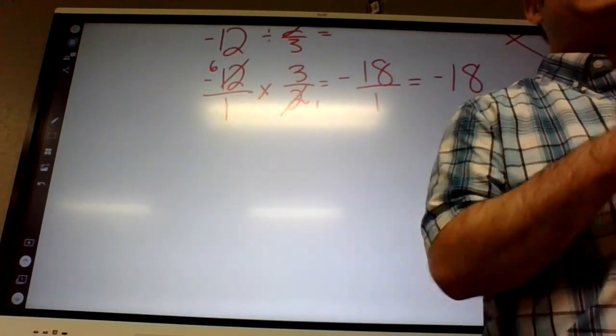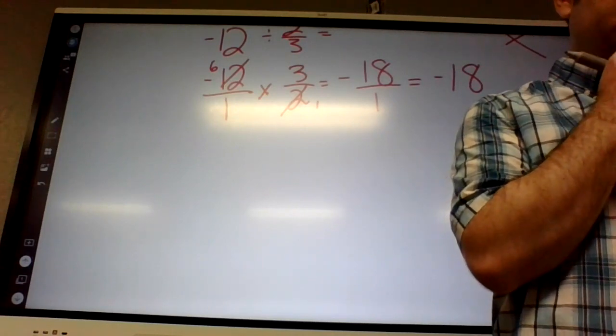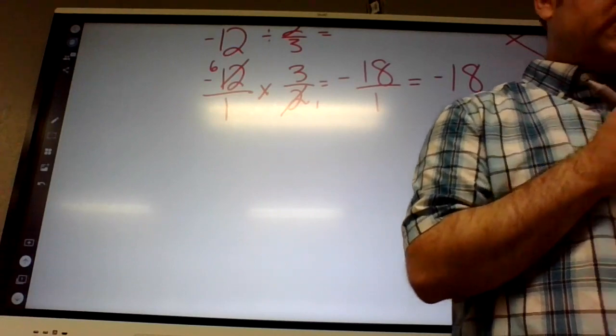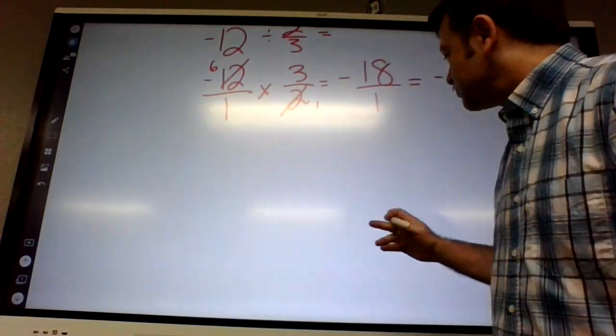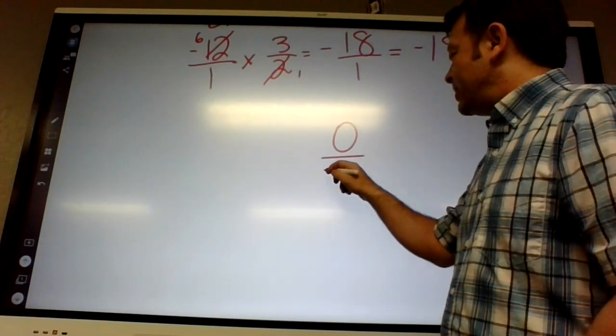Okay. I don't really remember where we started and stopped yesterday. So, I do see a weird one though. I didn't think about this. What's 0 divided by like negative 5?